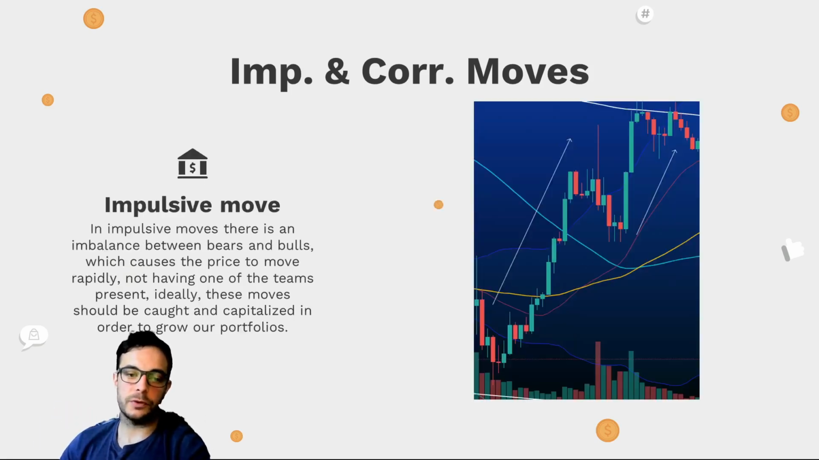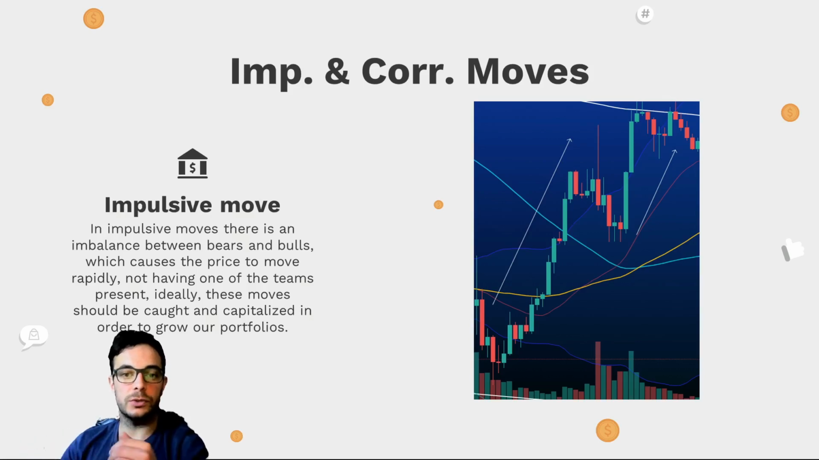A corrective move is when the price is stuck between two levels and is moving sideways. When it's moving sideways, that's a corrective move. An impulsive move. In impulsive moves, there is an imbalance between bulls and bears, which causes the prices to move rapidly. Having one of the teams present, ideally, these moves should be caught and capitalized on in order to grow our portfolios, because we need to be able to recognize the corrective moves.